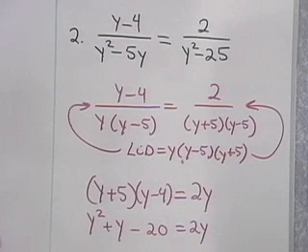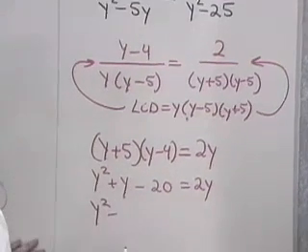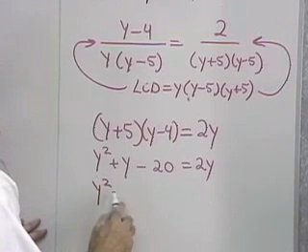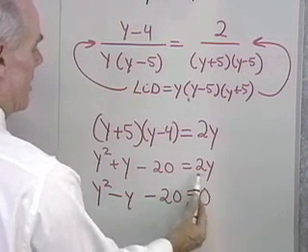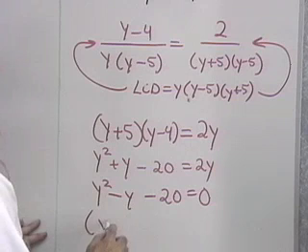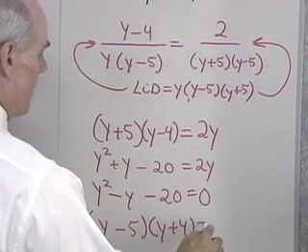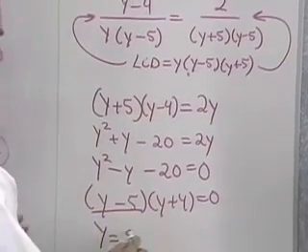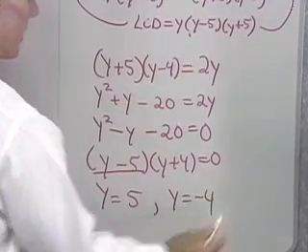I'll add negative 2y to both sides and have y squared, what do we have here, minus y minus 20 is equal to 0. When I add negative 2y to both sides, over here I'll end up with a negative y. Now I factor: (y minus 5)(y plus 4) is equal to 0. I set this factor equal to 0, and y is equal to 5. I set this factor equal to 0, and y is equal to negative 4.